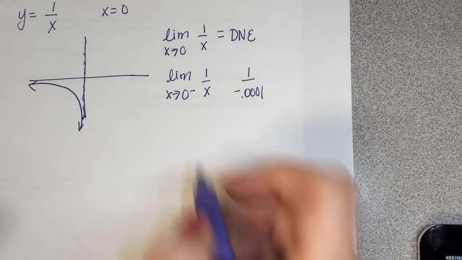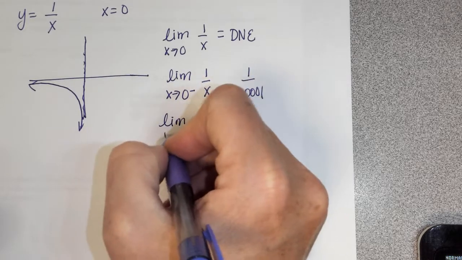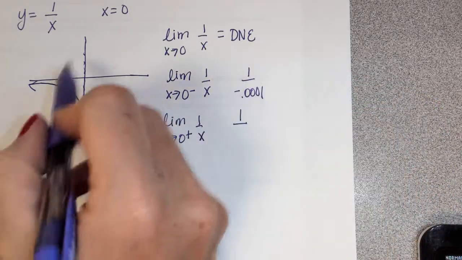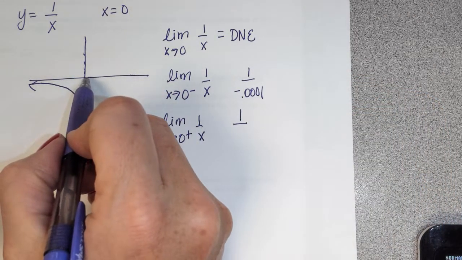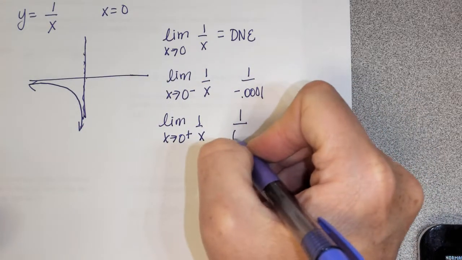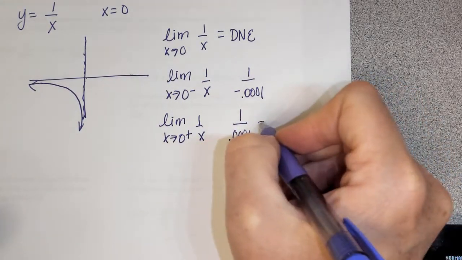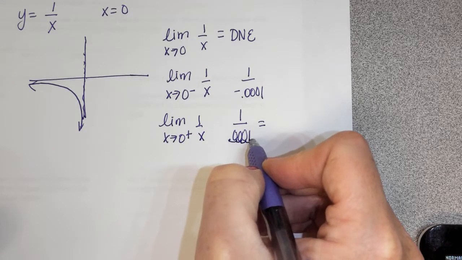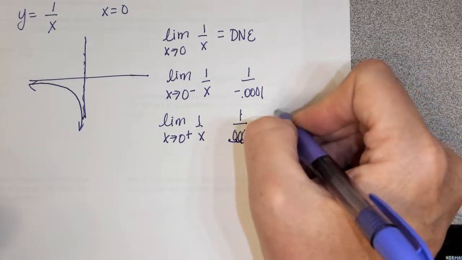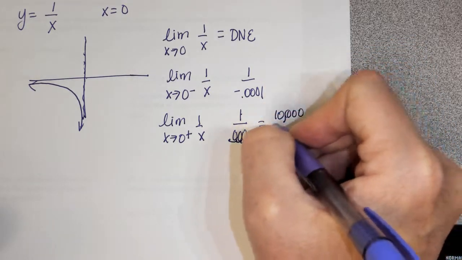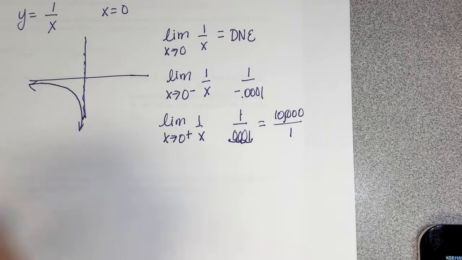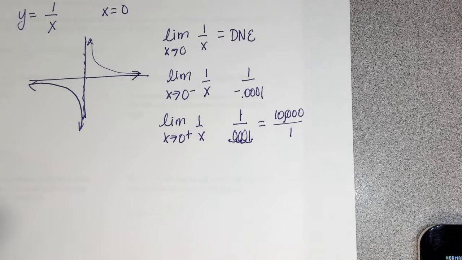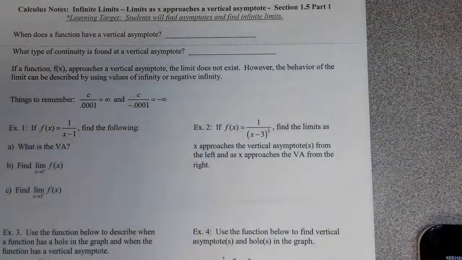Okay, we'll do the next one without the calculator. So now we want to know what's the limit as x approaches 0 from the positive side. Well, now I have to think what's something a little bit bigger than 0. Yep, 0.0001. Instead of using my calculator, I'm going to multiply the denominator by 10, 100, 1,000, 10,000. So I'm going to multiply the numerator by 10,000. And I would get 10,000 over 1, which is positive 10,000, which means that it's going up to infinity. All right? So that's the type of thing we're going to be doing here.